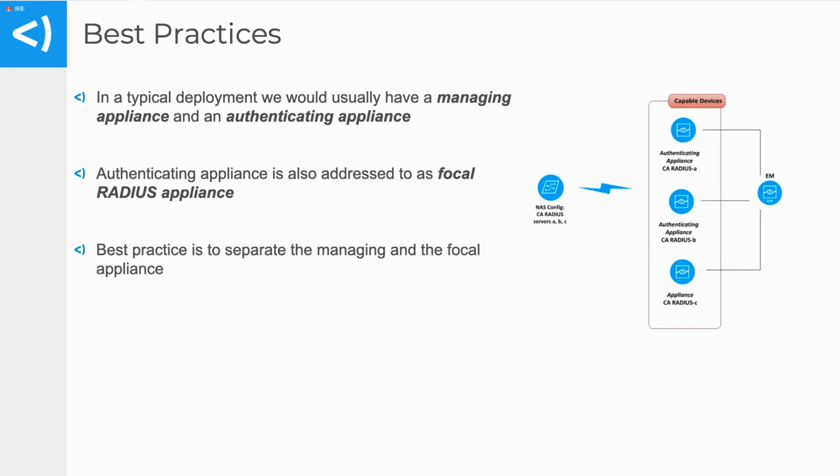It is a best practice, if you are deploying Radius functionality, to separate your managing versus your focal appliance, because that way one doesn't affect the other if something goes wrong. It also gives you redundancy at a level where, if one of the focal appliances dies, the other one is still working and authenticating the user. It's usually a balance between business continuity versus security. So I'm sure you are the best judge of identifying what your environment needs. But if you need any help, feel free to reach out to us and we'll be more than happy to help you out with that.